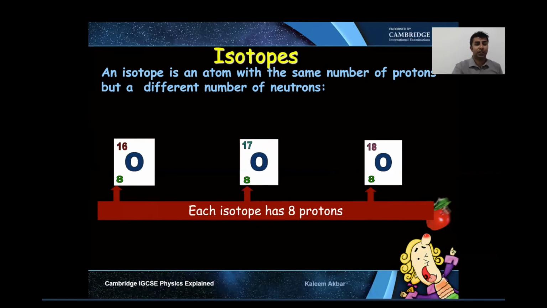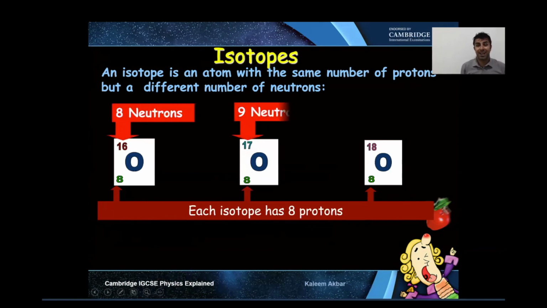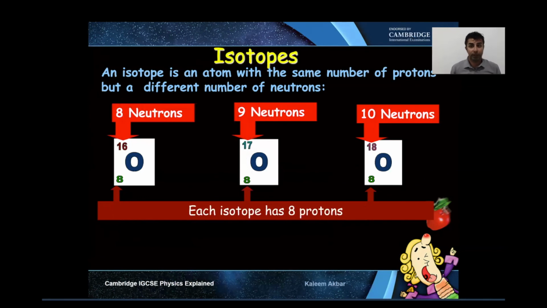However, what is changing is the number of neutrons from one isotope to the next. If you remember the last slide, the number of neutrons is the nucleon number or mass number, which is at the top, minus the proton number or the atomic number. So 16 minus 8 gives us 8 neutrons, 17 minus 8 gives us 9 neutrons, and 18 minus 8 gives us 10 neutrons. So the atomic number is the same, but the nucleon number or neutron number is different.